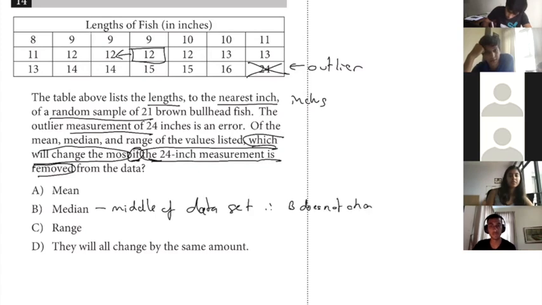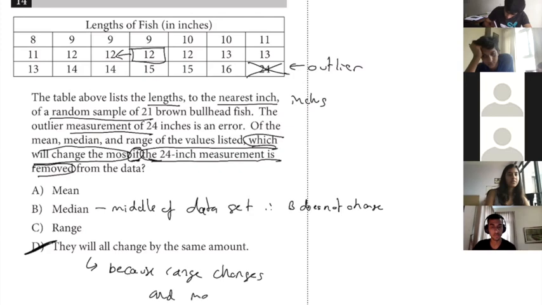And I know that the range will change by some amount. So I can eliminate D also because if the median is changing by 0 and the range is changing by some amount, then that means it can't be D for sure. Because the range changes.